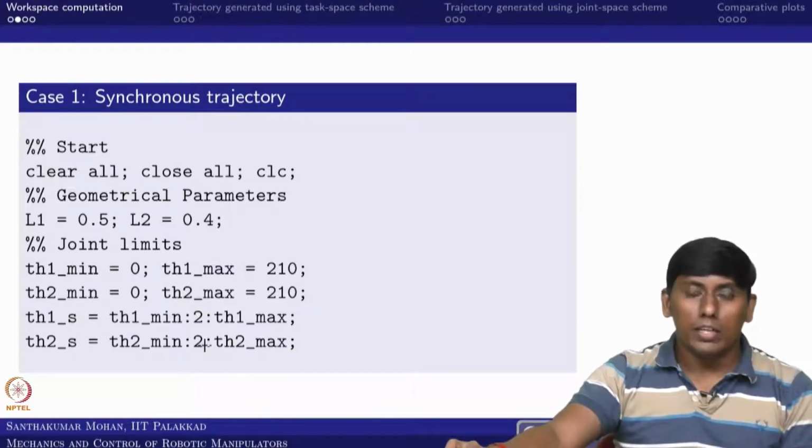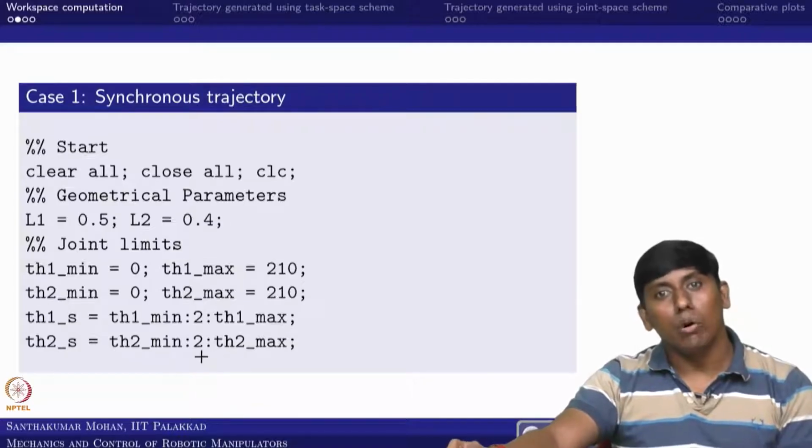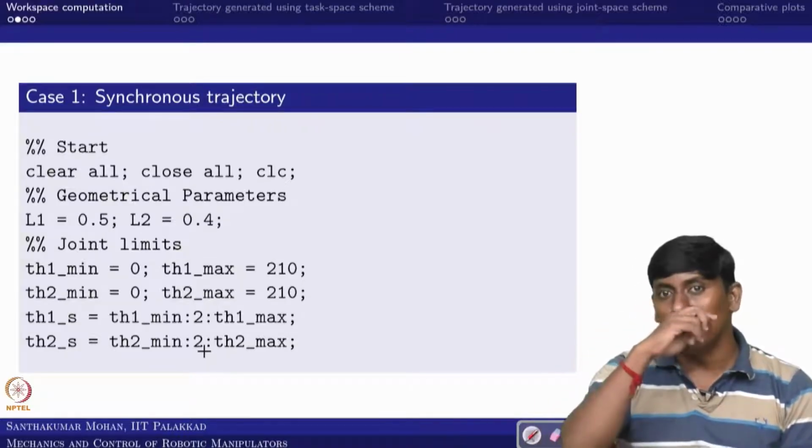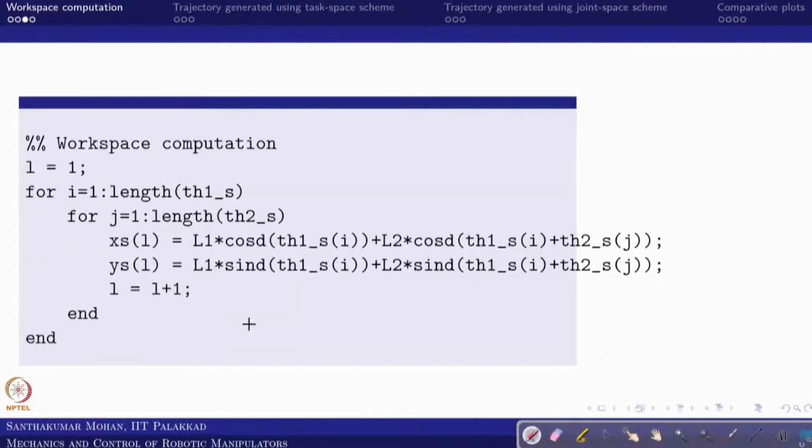Further, please remember here I have written everything in degrees. So, theta 1 and theta 2 are all in degrees. Whenever you write the equations, make sure that the units are matching. In that sense, you can see I am trying to compute the workspace based on the forward kinematic solution. I am trying to generate the x and y for the given range. What is the given range? Theta 1 varies from minimum to maximum, theta 2 also varies from minimum to maximum, which I have already defined as theta 1 s and theta 2 s.